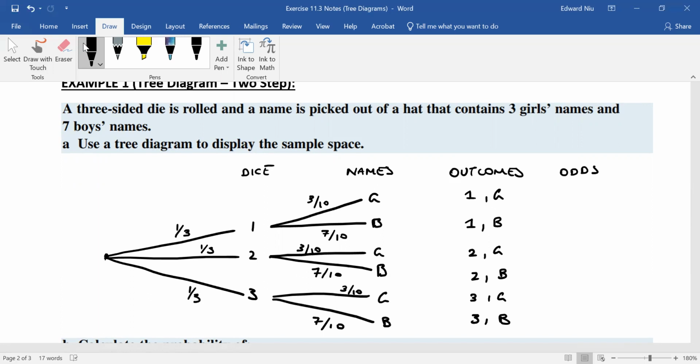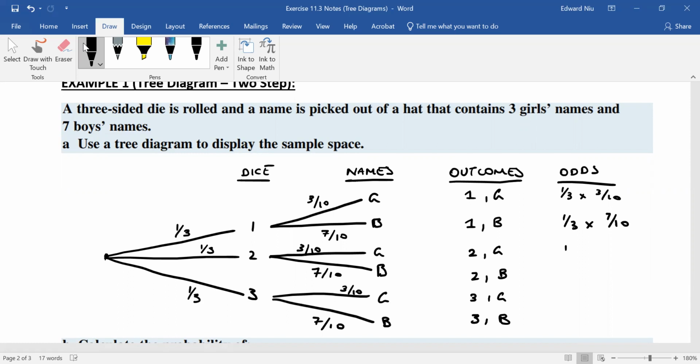Now, why do we do this? I don't know. I don't think this is very practical in real life, but it's just an example to show the likelihood of the outcomes. So the odds here would be 1 on 3 times 3 on 10. For 1 and boy would be 1 on 3 times 7 on 10.